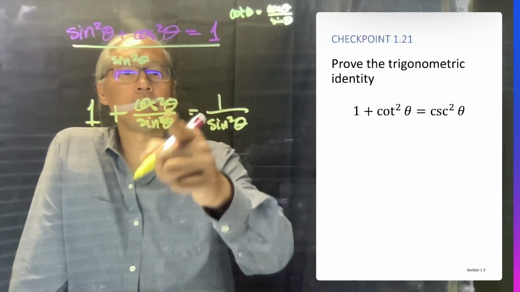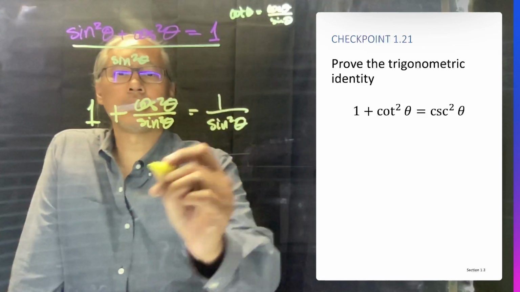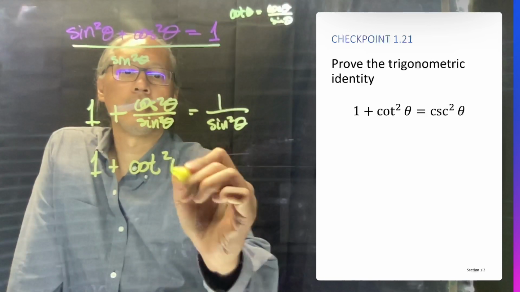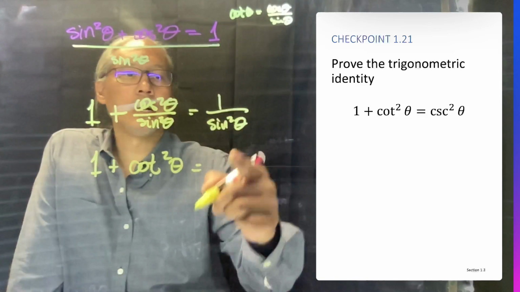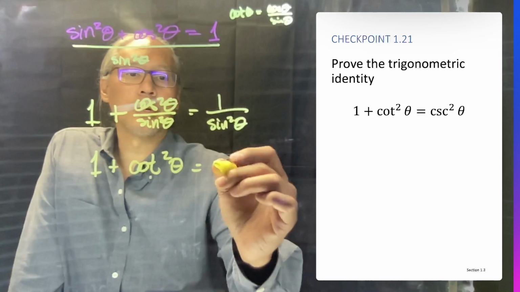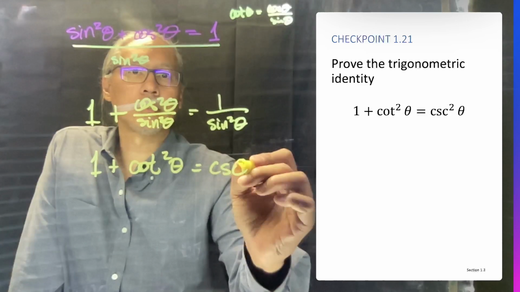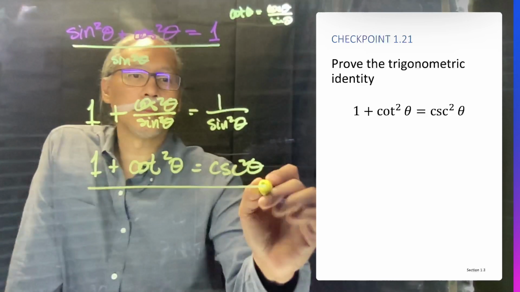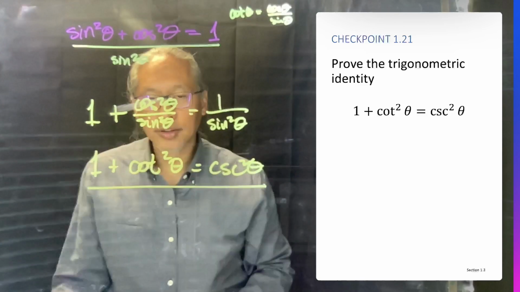So the cosine squared theta over sine squared theta is essentially the cotangent squared theta. And the 1 over sine is 1 over cosecant, and it's being squared, so this is going to be cosecant squared theta. And that's it. This is what we want to prove.